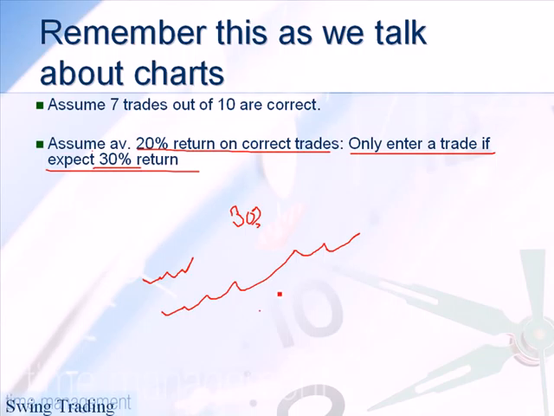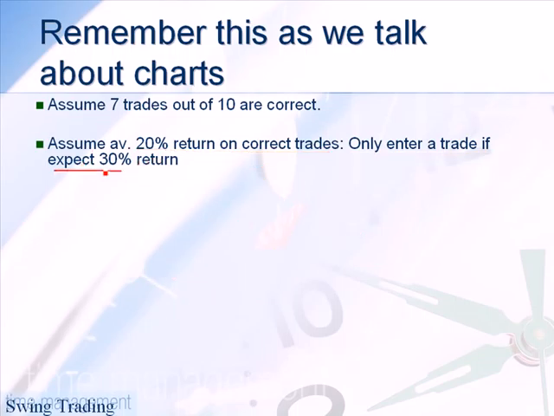So if Vodafone goes from 100 to 115, which is a 15 pence rise, the reason you expect a 30% return is because you're not just buying the shares and having a 15% rise, you're actually doing a spread bet or CFD trade, so you're getting a great return. But that's your expectation. Whatever the expectation is, let's just assume that on average, on the trades you get correct, they don't all give a 30% return. They only give an average of 20% return.